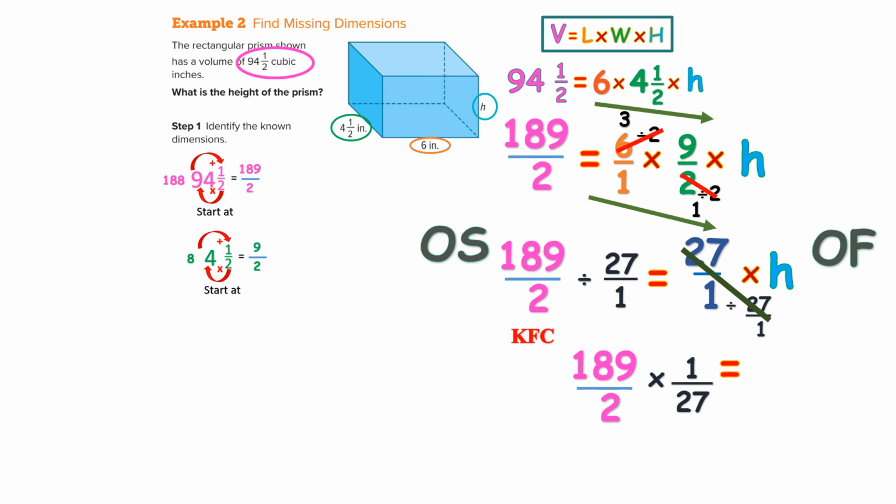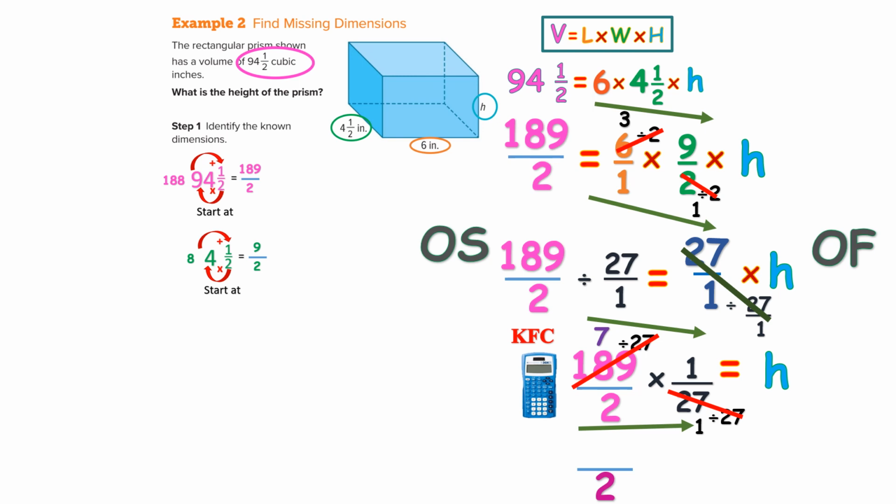Can I cross reduce? Well, I don't know if 27 goes into 189. So what I do is I pick up my handy dandy calculator and I type in 189 divided by 27 and I see if it gives me a whole number, and it does. Oh, thank goodness. Makes my life a lot easier. So 27 goes into 27 one time, and 27 goes into 189 7 times. Now what I'm left with is 7 over 2 times 1 over 1 is equal to h. So h, my height, is equal to 7 over 2, or 7 halves.